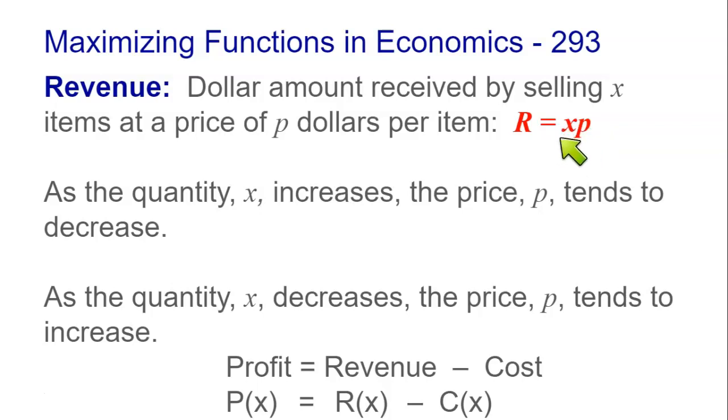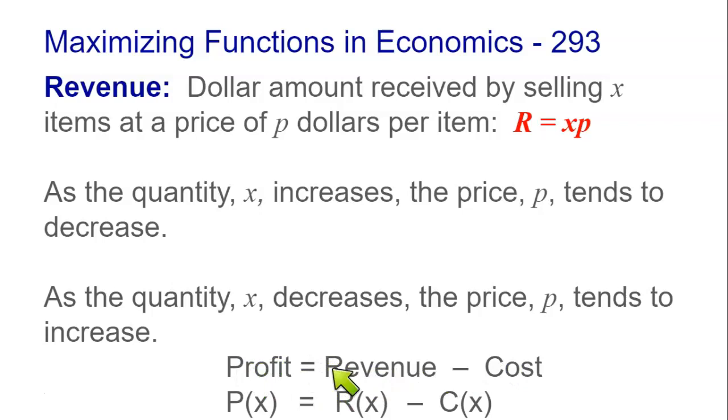So the more items that we have to sell, the price tends to decrease. The fewer items that we have to sell, the price tends to increase, and that goes with supply and demand. Also, you might want to write this down in that same spot where it asks about revenue.